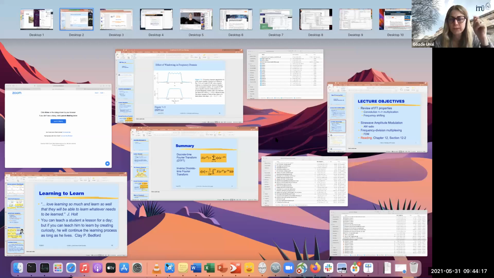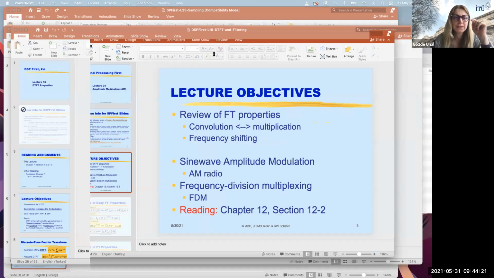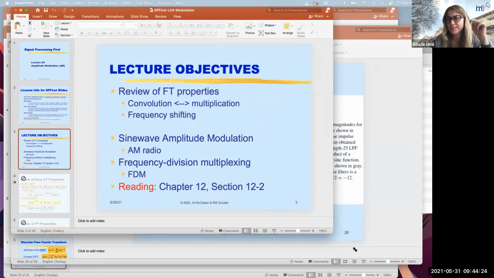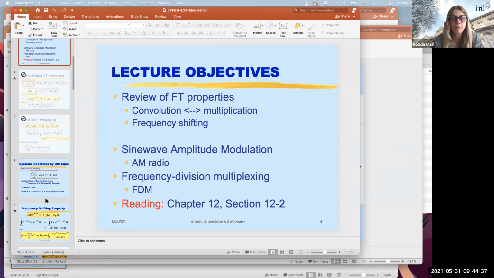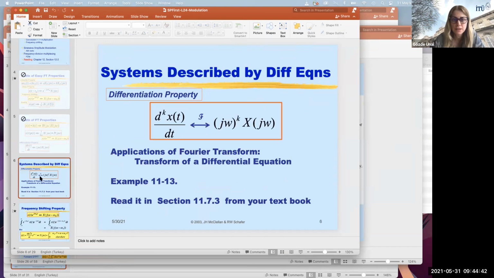So let's recap after the break. I wanted us to take a very quick look, before we go to the discrete time Fourier transform, at modulation. This is amplitude modulation, another application of the Fourier transform where you can very easily analyze what is happening in modulation systems. We are only responsible for the most basic amplitude modulation.